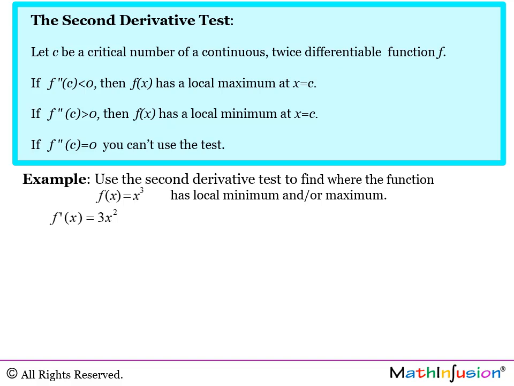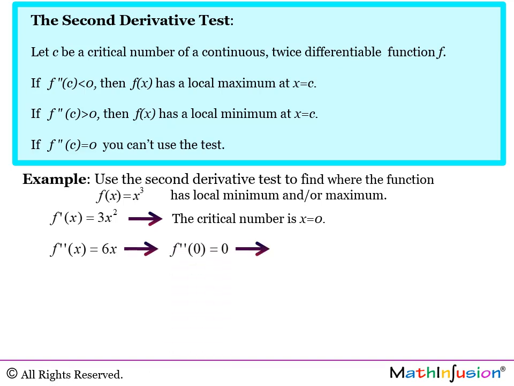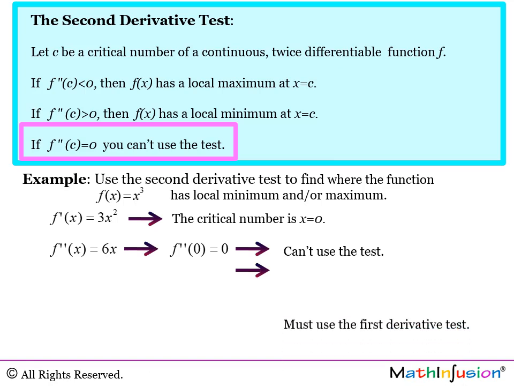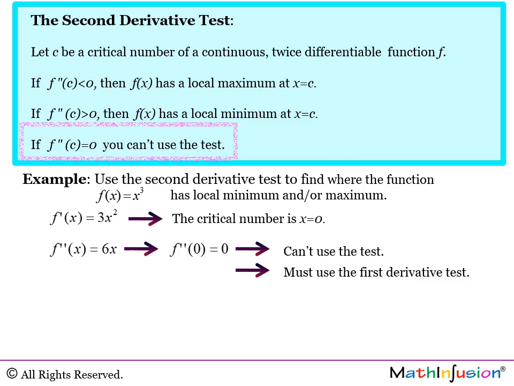Here is the first derivative. We need to do the first derivative to find the critical number. The critical number is x equals 0. The second derivative is 6 times x, and when we substitute x equals 0, we get 0. This is really bad news, because it means that you cannot tell using this test. It's inconclusive in this case. So I have to use the first derivative test.